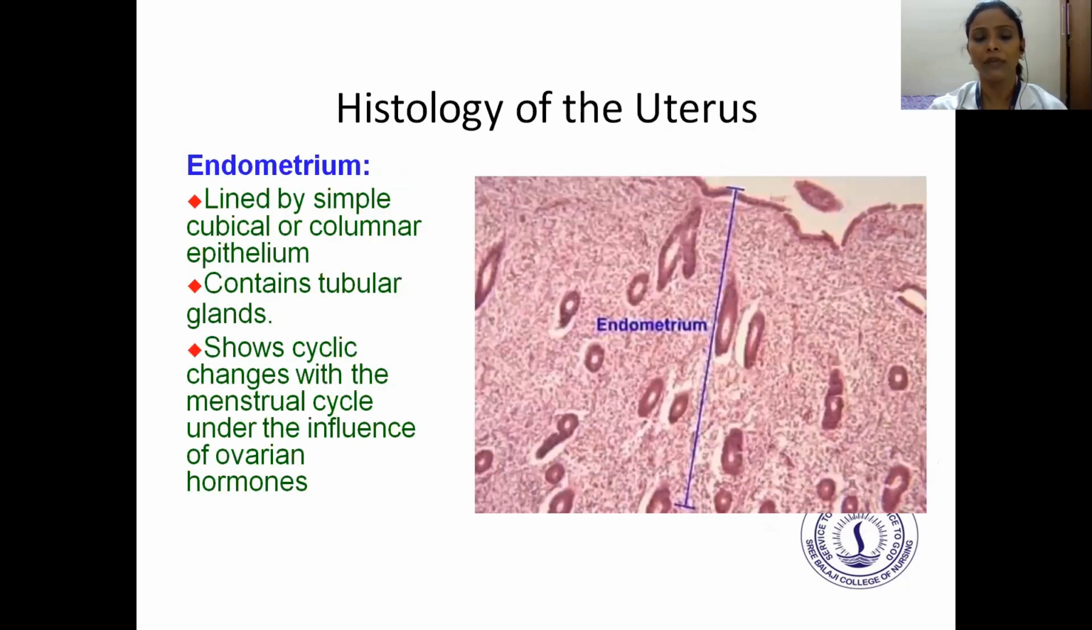Next, endometrium. The endometrium is lined by simple cuboidal or columnar epithelium and contains tubular glands. During microscopic examination, you can see the glands, that is the columnar epithelial glands, show cyclic changes with the menstrual cycle under the influence of the ovarian hormones, that is estrogen and progesterone.